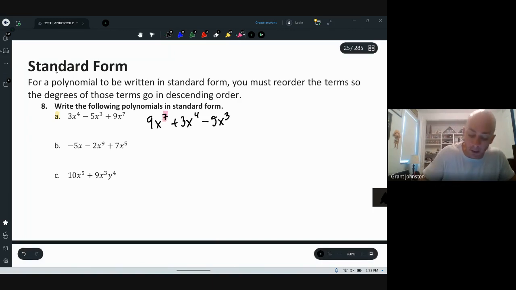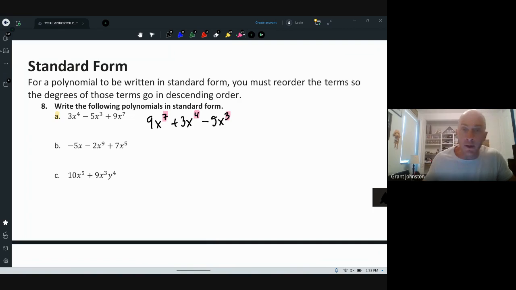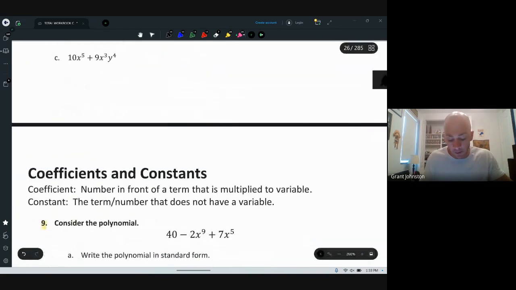Again, we need these to go from biggest to smallest, the exponents. It has nothing to do with the coefficients in front. The 9 meant nothing, the 3 meant nothing, the negative 5 meant nothing in terms of the reorder. It's about the exponent. So you're moving the terms around. You can do B and C.